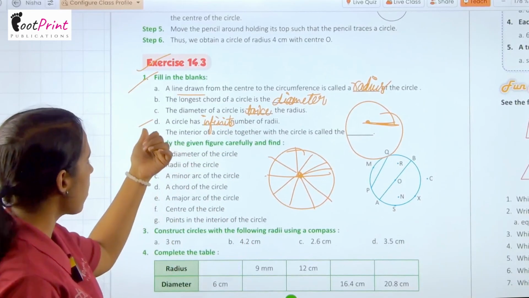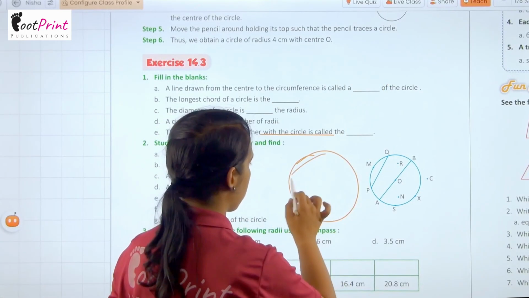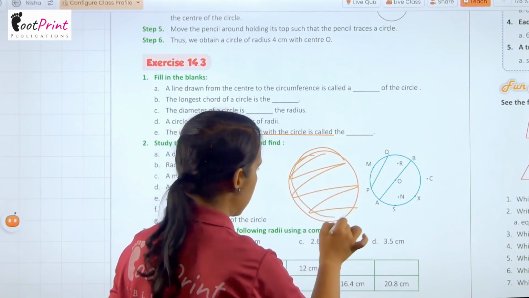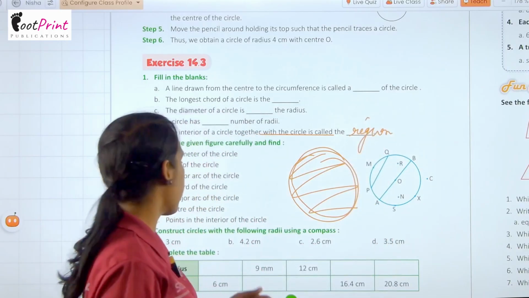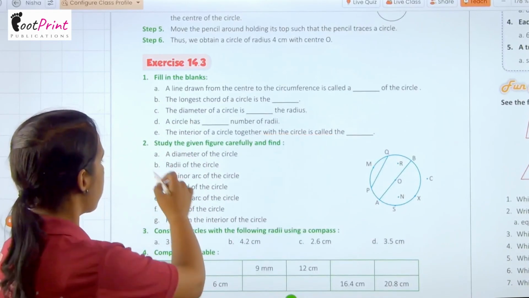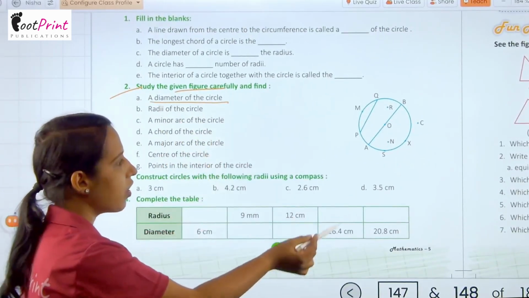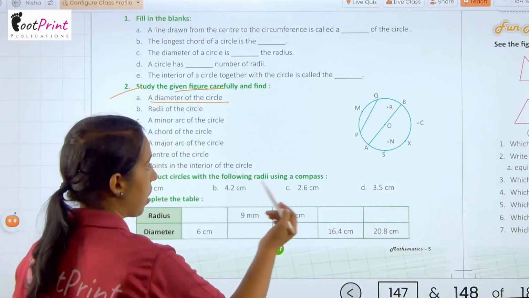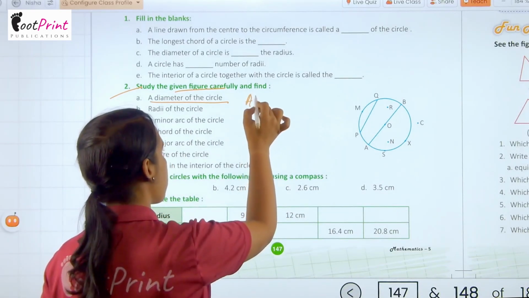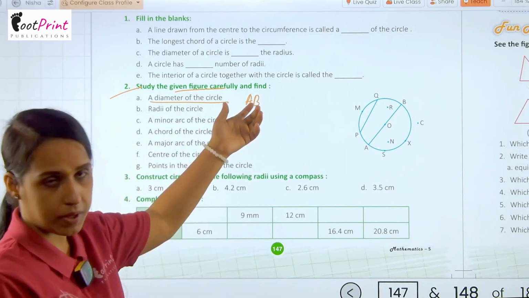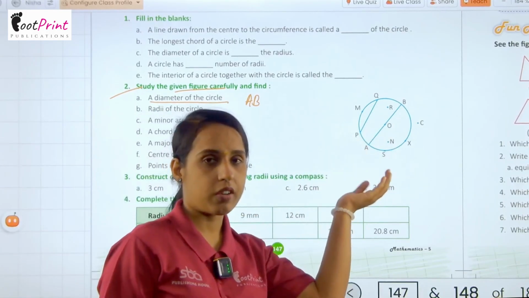Next one is the interior of a circle together with the circle is called. The interior of the circle including the circle itself, that one is the region that is covered by the circle. Now question number 2 is: study the given figure carefully and find a diameter of the circle. You have to observe here what is the diameter and name them. For example, here the diameter is AB, that passes through the center, so we can write here the diameter is equal to AB. Just like that you read all the statements and write the names by observing this circle.